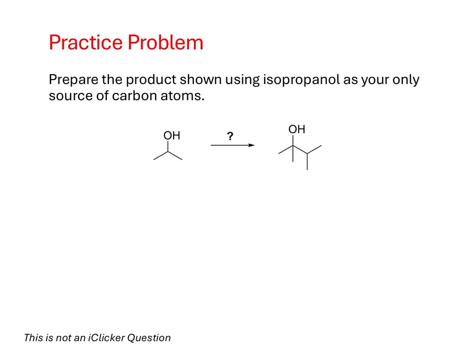So pause the video here and see if you can prepare this product using isopropanol as your only source of carbon atoms. You can use multiple different molecules of this and do different things with each one, but this is your only carbon source. You can use any other reagent, so see if you can come up with a synthesis to get to here. And then when you're ready, you can play to see the solution.